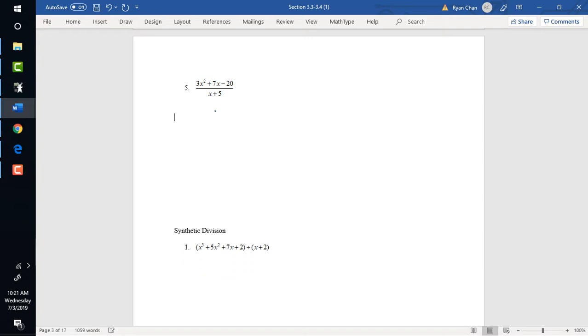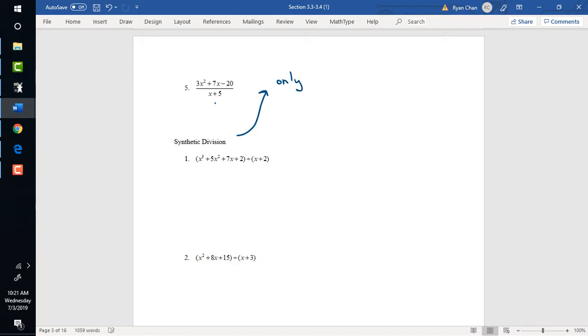Let's talk about how synthetic division works, okay? So synthetic division is really nice because it's actually a lot quicker than long division. But there are some small things that you have to be mindful of. Please write this down. So synthetic division only works if you are dividing by x.